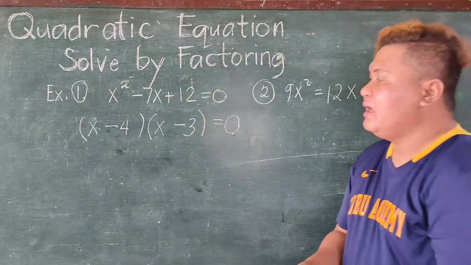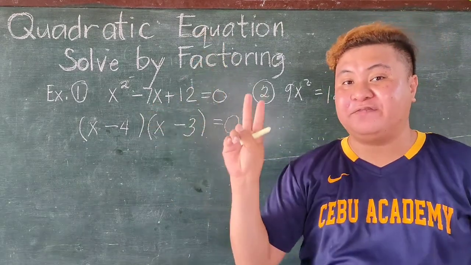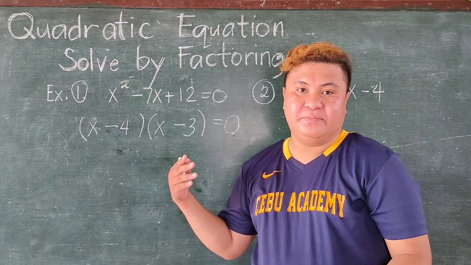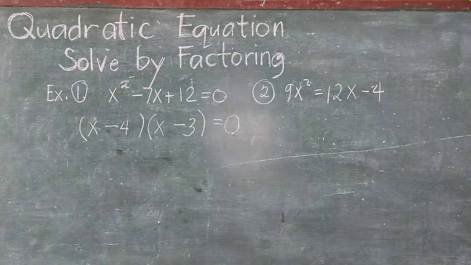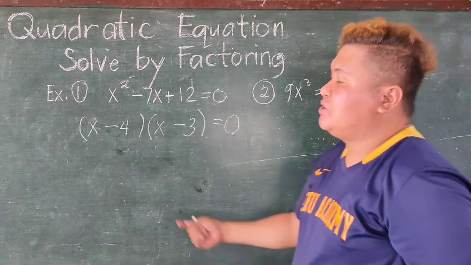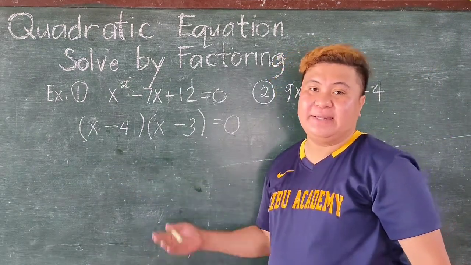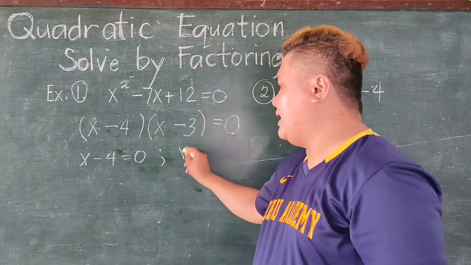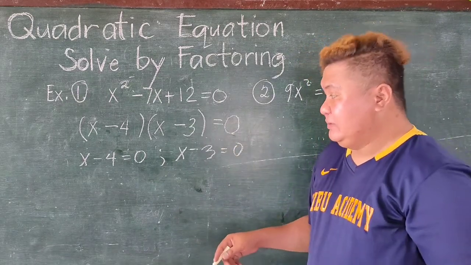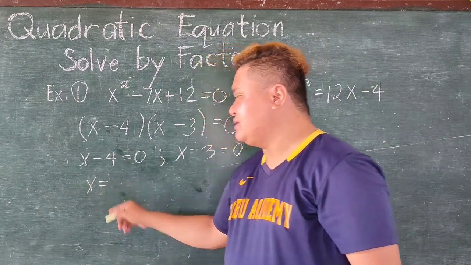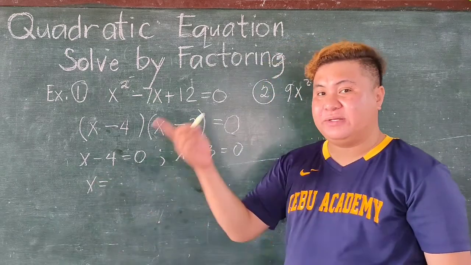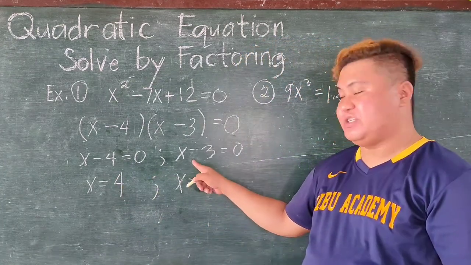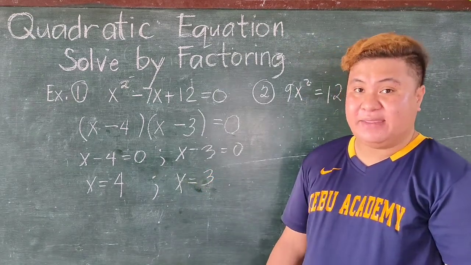Let's continue. And to get the solutions, again, for the quadratic equation, we have two solutions for this one. So after this one, we are now going to apply the zero factor property, which can be written as x minus 4 equals 0 and x minus 3 equals 0. So to solve, we have x equals, just transpose the negative 4 to the other side and it will become positive. So you have x equals 4 and x equals, transpose negative 3, equals 3. And that is your answer.